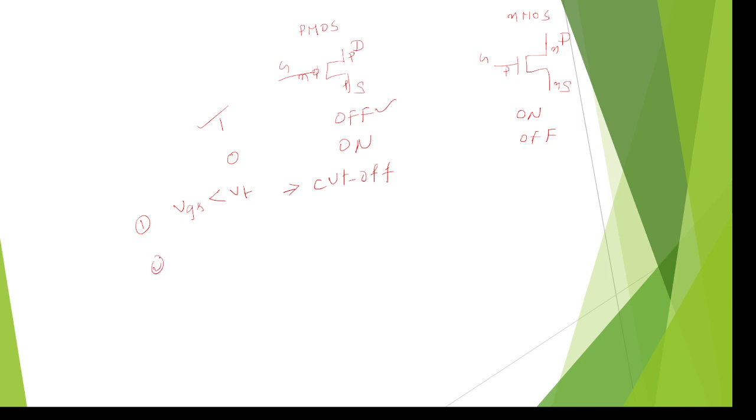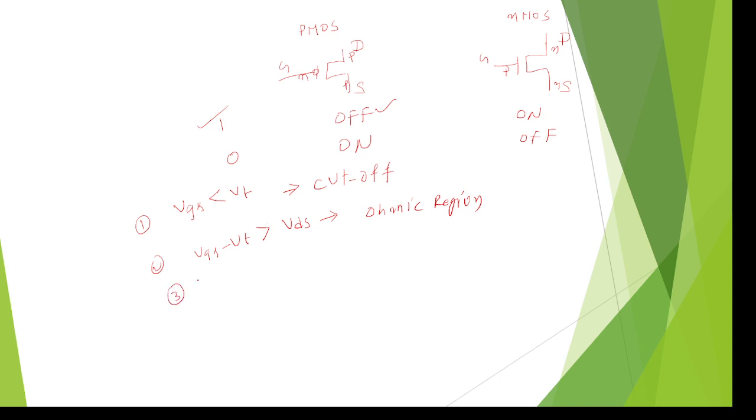And one more condition is there for your transistor: VGS minus VT greater than or equal to VDS. In this case, the channel is established but there is no sufficient current flowing from source to drain, and the transistor will act as an ohmic region. So this region is named the ohmic region. Channel is established, but no sufficient current will flow from source to drain.